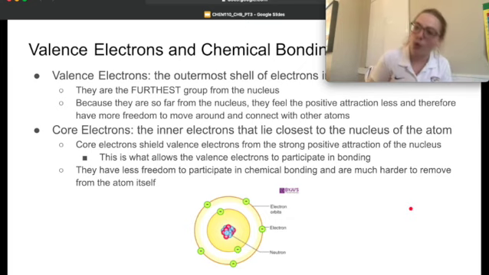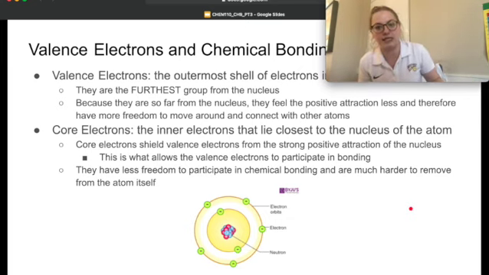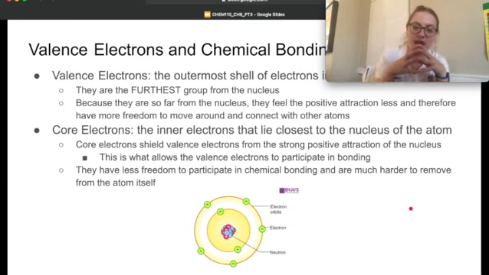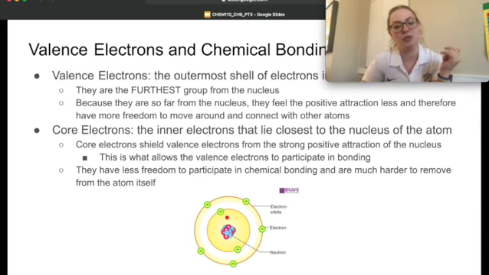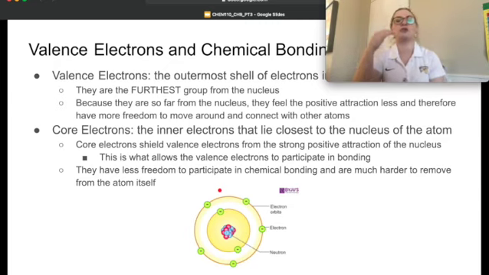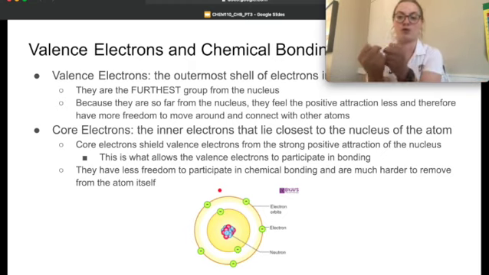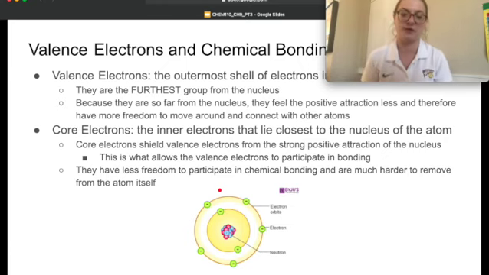So now we have the core electrons and we have the valence electrons, core and valence. Core electrons are the innermost electrons that lie closest to the center of the nucleus of the atom. Those core electrons here would be these two with the yellow circle, and those valence electrons would be out around the edge, that outer circle here. Again, those core electrons do what we call shielding, and they shield the valence electrons from feeling the full force of that positive attraction from the nucleus.